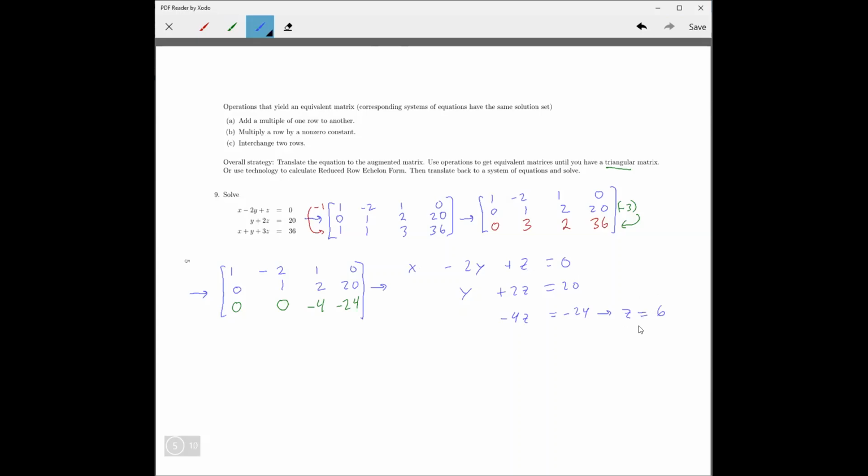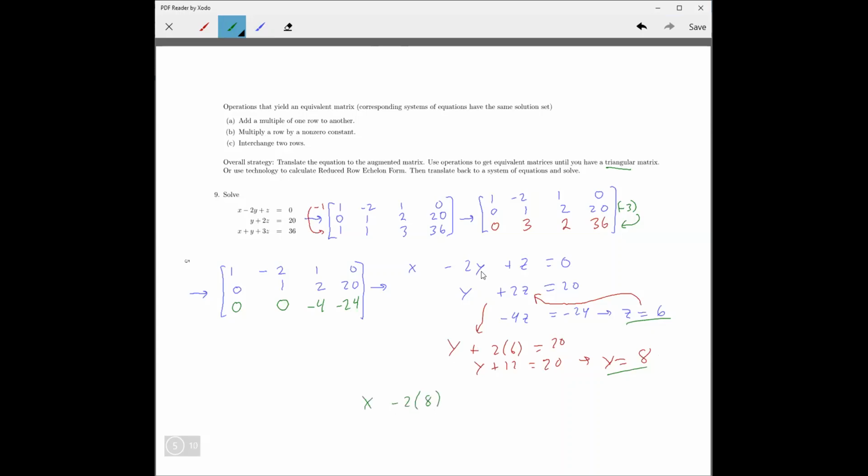Okay, and then what we're going to do is plug that 6 into this equation. We have y plus 2 times 6 equals 20. So y plus 12 is 20. That means y is 8 by subtracting 12 from both sides here. So y is 8. Then we plug both of these into the top equation.